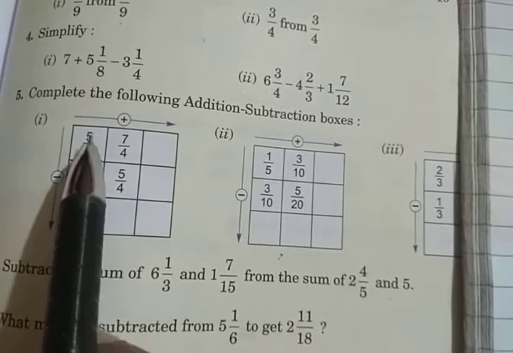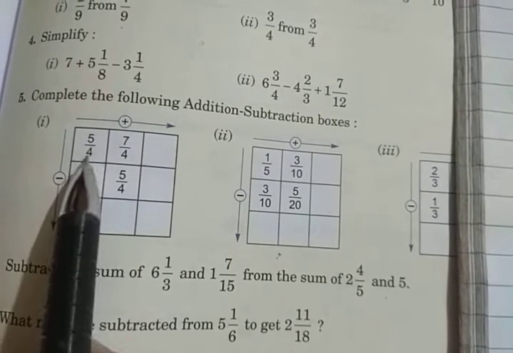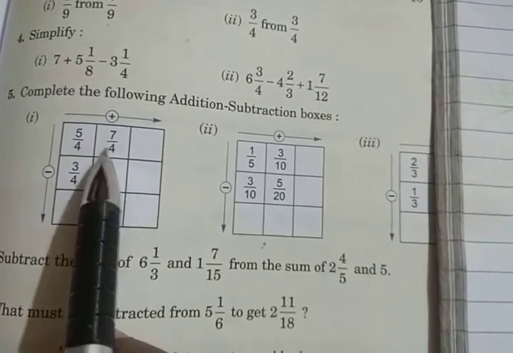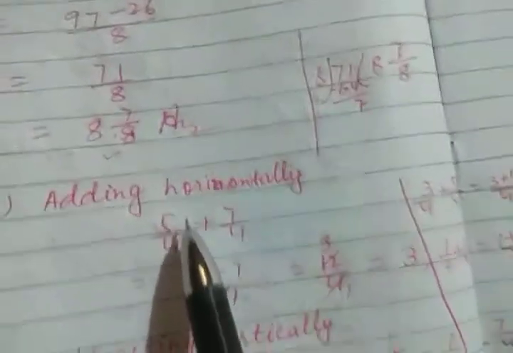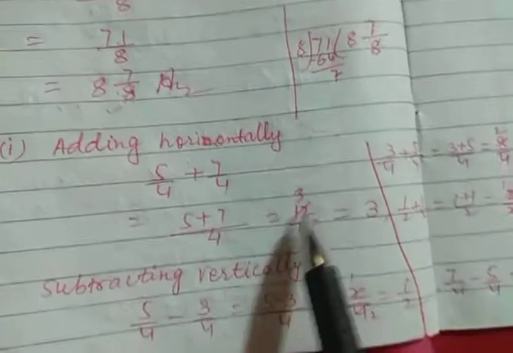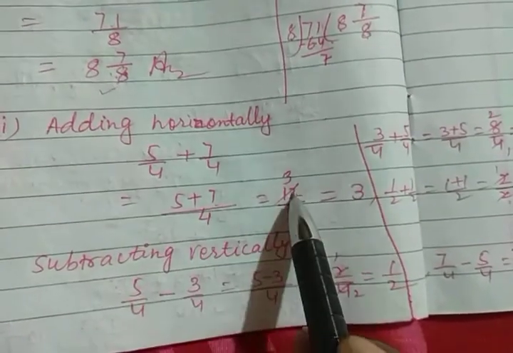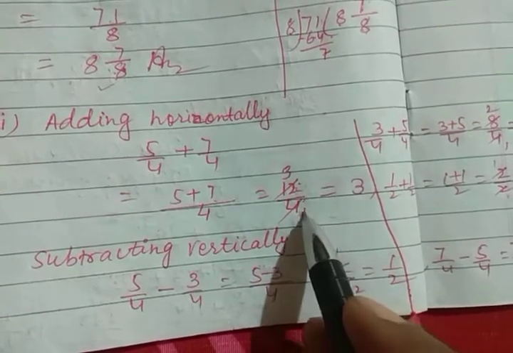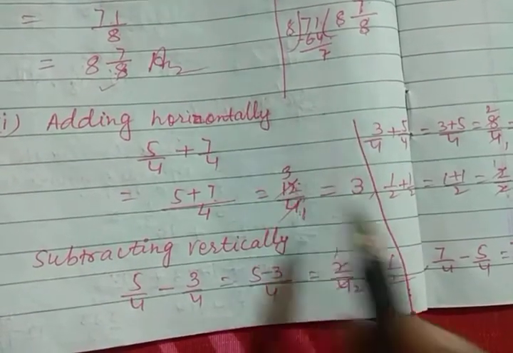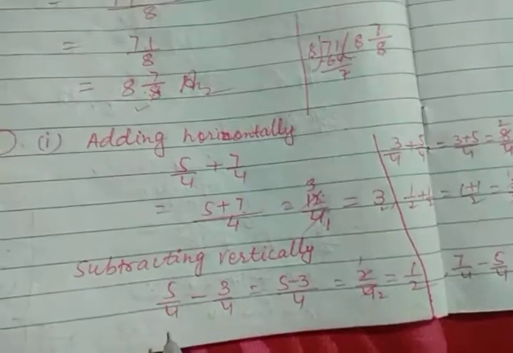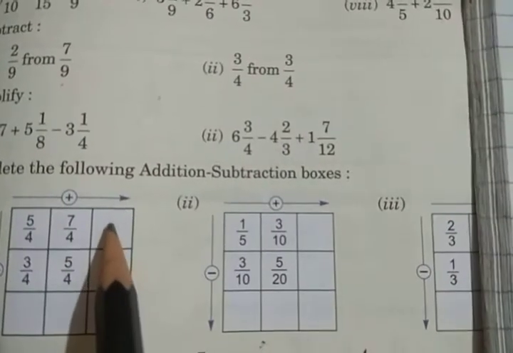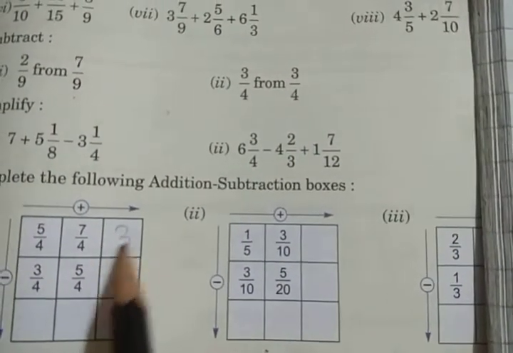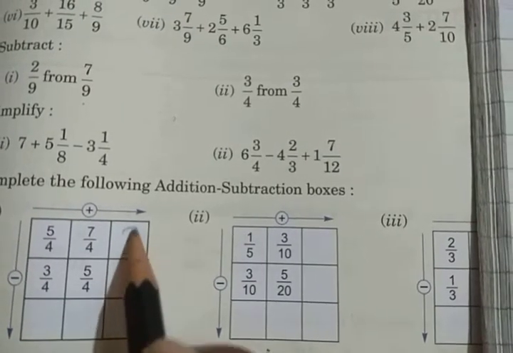Okay, so first we add 5 by 4 plus 7 by 4, we get 12 by 4. 5 plus 7 is 12, 12 by 4. Now cancel it, 4 1s are 4, 4 3s are 12. So answer will be 3. Okay, here 3 will be answer.